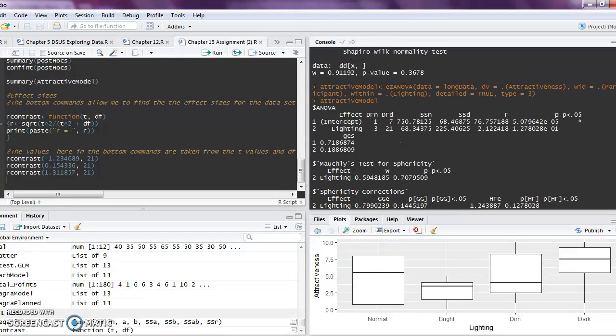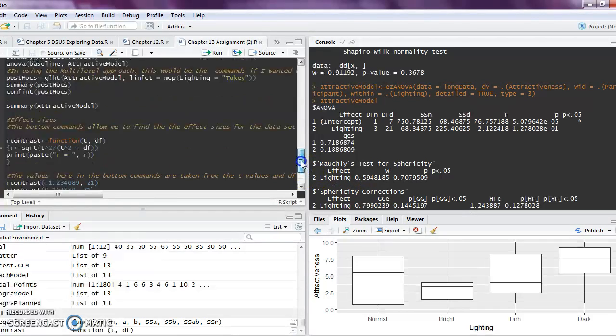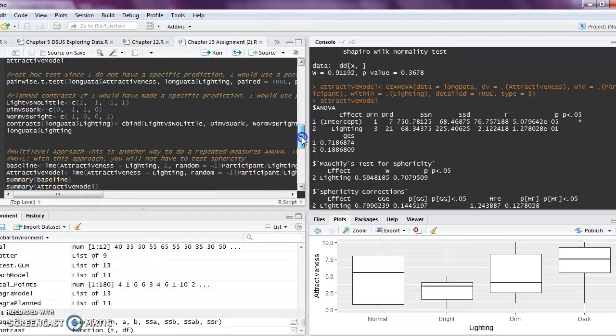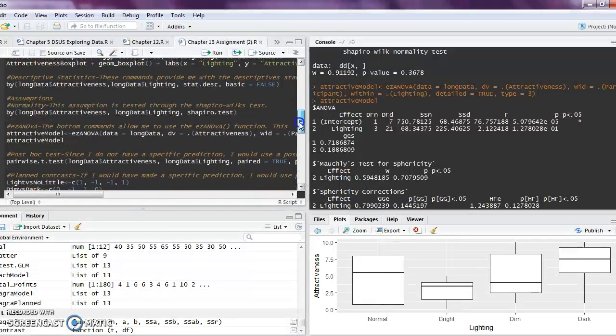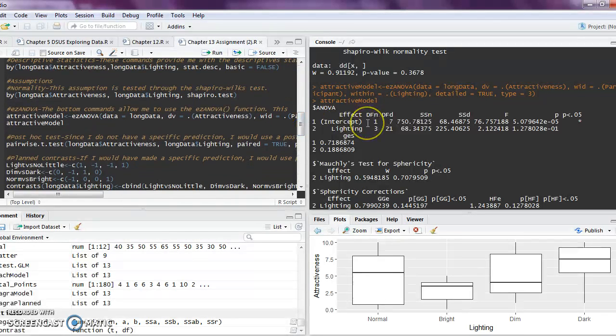Okay, so in the last video I was cut off at the last minute. So the one thing I want to go back to is, where is it? Okay, there we go. It's essentially going over the easy ANOVA function again.